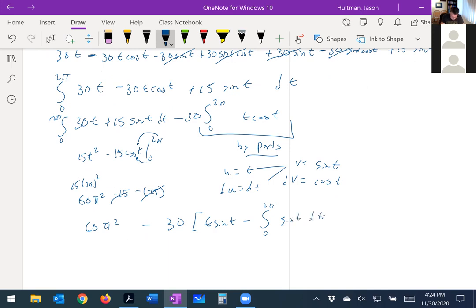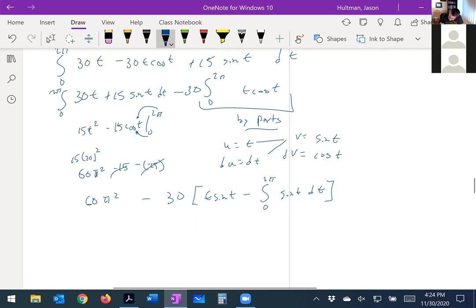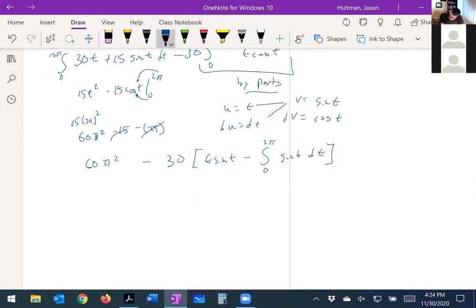It's nice. So plug in here, if I plug in the sine of 2 pi, I get 0. And if I plug in the sine of 0, I get 0. So this thing goes to 0. That thing goes to 0. It's nice. So we got a minus times a minus, that's a positive. So 60 pi squared plus 30.